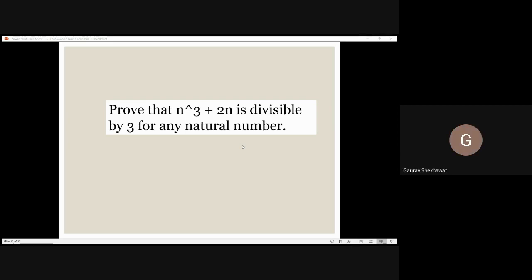Sir, if the remainder is 2, n cube will be 8. The remainder of n cube will be 8, and the remainder of 2n will be 4. Okay, so 8 plus 4 is 12, which is divisible by 3. Great.